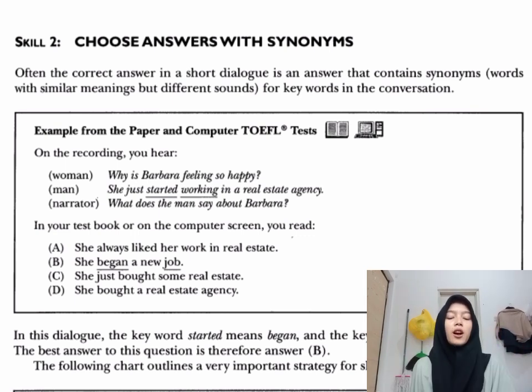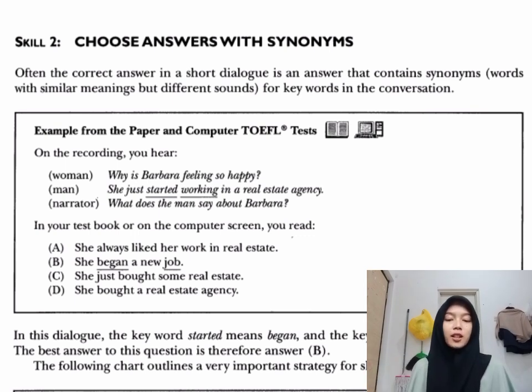And here we have a woman and man conversation, just two sentences. First the woman, and then the second is the man. Why is Barbara feeling so happy? The woman asks the man, and he says she just started working in a real estate agency. So Barbara probably just started working again, and probably she already found her job.